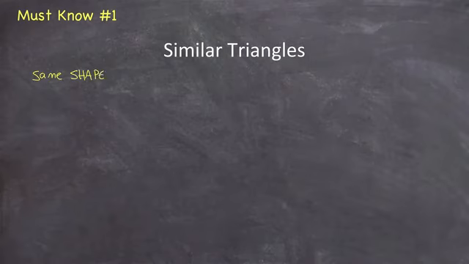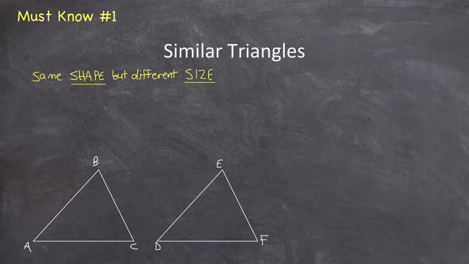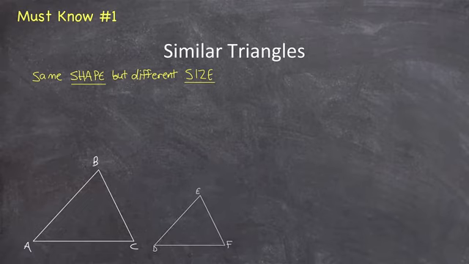Similar triangles are triangles that have the exact same shape, but might have different sizes. Let me draw 2 triangles so you can see what I mean. Now I've started by drawing these 2 triangles the exact same size and shape, so they're congruent. If I were to take triangle DEF and make it smaller without changing any of its angles, so keep the shape the exact same, it is still similar to triangle ABC.